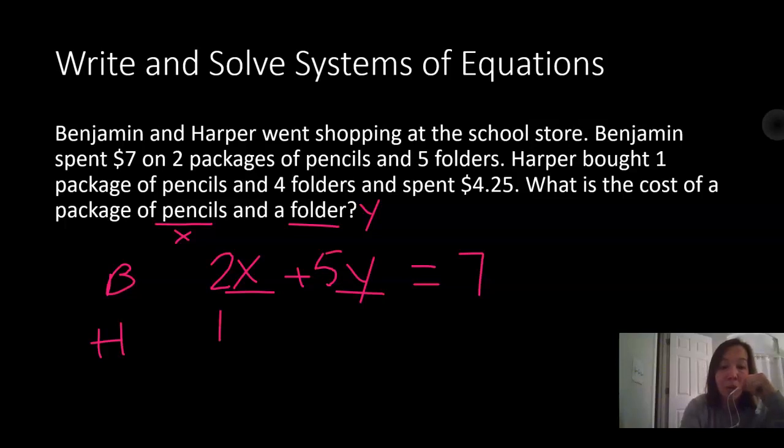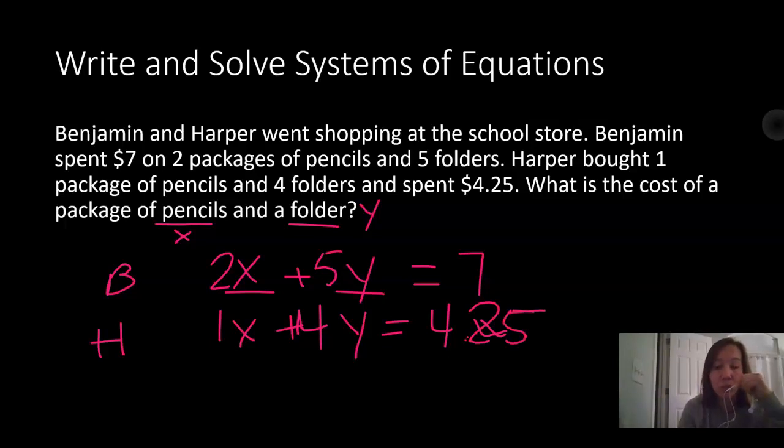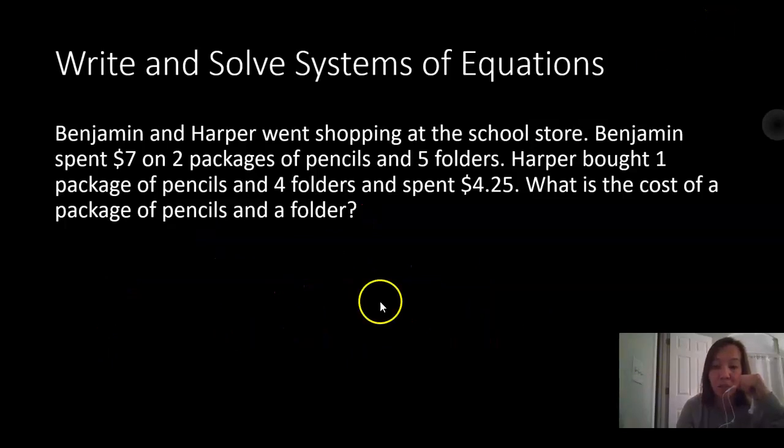Harper bought 1 pack of pencils and 4 folders. And she spent $4.25. So we won't solve this one yet. But this is the system of equations we would use to solve this problem right here. So we're going to do some practicing writing systems of equations for all of our problems today. Okay, let's move on.